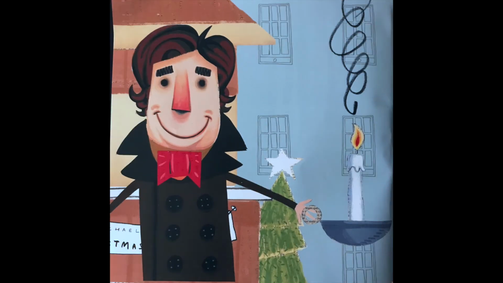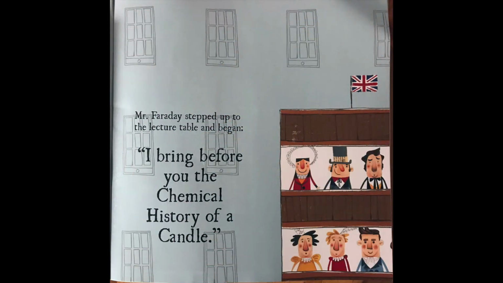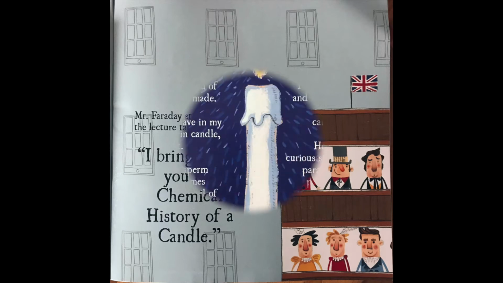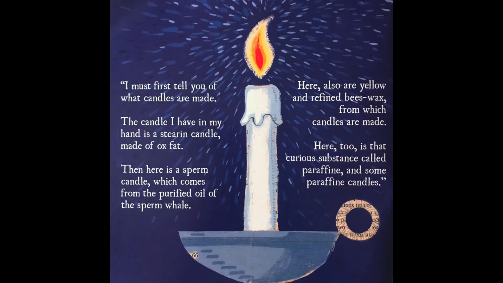Mr. Faraday stepped up to the lecture table and began. I bring before you the chemical history of a candle. I must first tell you of what candles are made. The candle I have in my hand is a stearine candle made of ox wax. Then here is a sperm candle, which comes from the purified oil of the sperm whale. Here also are yellow and refined beeswax, from which candles are made. Here, too, is that curious substance called paraffin, and some paraffin candles.